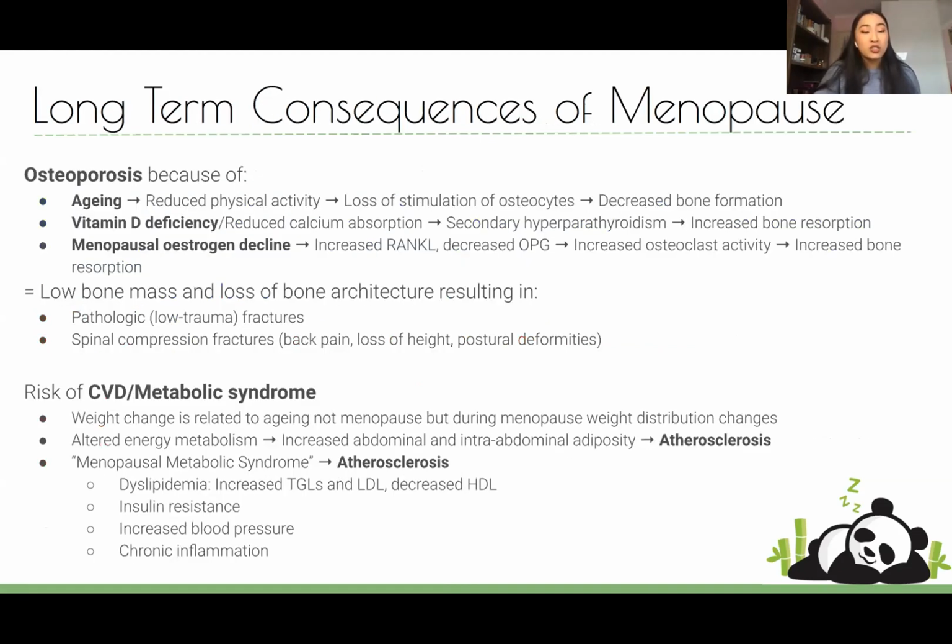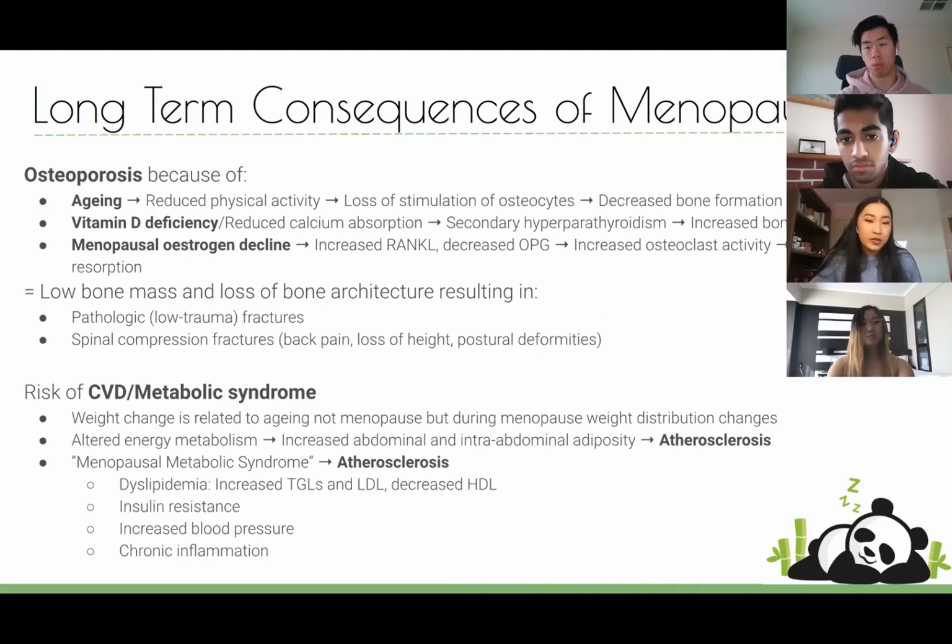In terms of long-term consequences, the two that you need to know about are osteoporosis and cardiovascular disease or metabolic syndromes. So osteoporosis is really a combination of factors, one of them being menopause, but there's also just the general contribution of aging. So as people get older, they typically exercise less, you get decreased stimulation of the osteocytes, and therefore less bone formation. People also get vitamin D deficiency. I don't know, they go outdoors less or something like that. And that causes reduced calcium absorption, secondary hyperparathyroidism, and again, increased bone resorption.